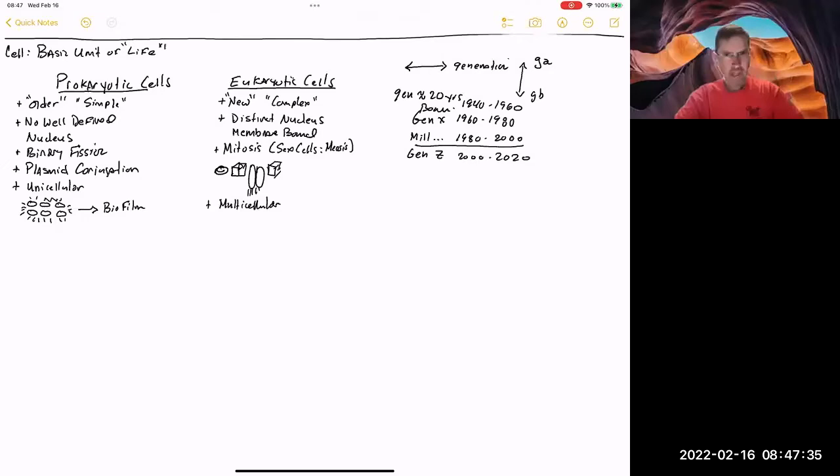And so the classic example of a prokaryotic cell would be a bacteria, whereas eukaryotic cells would be any kind of animal that you can think of for the most part is going to be eukaryotic. All right. Everybody okay? Okay there with that?